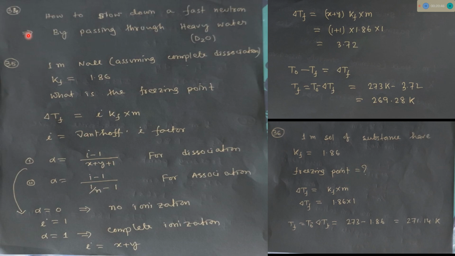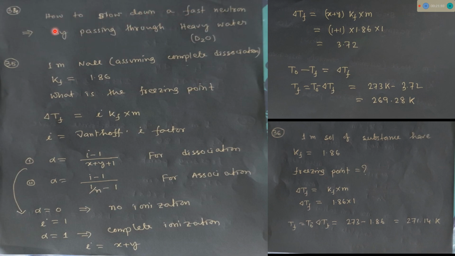So 34. There are many easy questions from nuclear chemistry, meaning radioactivity, just considering the alpha and beta particle emissions. One question is there: how to slow down a fast neutron?